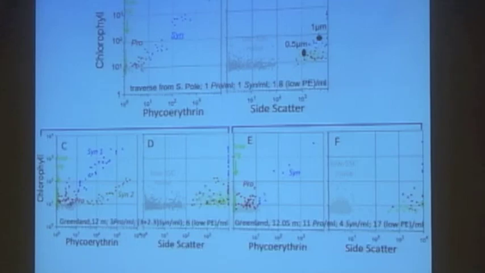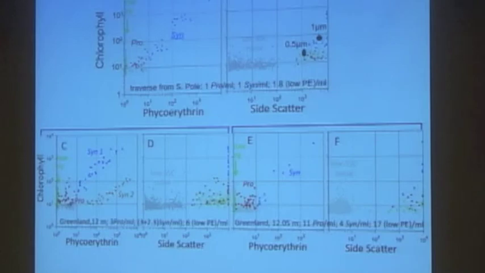Now this is interesting to compare two different fistfuls of ice that we melt, one from Greenland at 12 meters and one from Greenland at 12.05 meters. That's just 5 centimeters different, which corresponds to a few months of additional snow. And we see distinct differences. The red is there, the blue is here, and we have a different set of what I'm calling Synechococcus strain number 2.